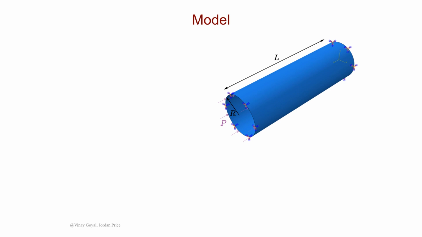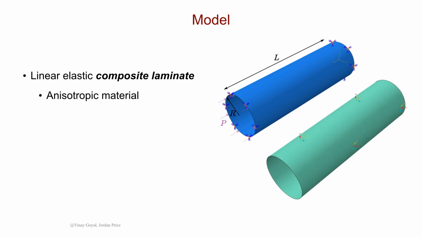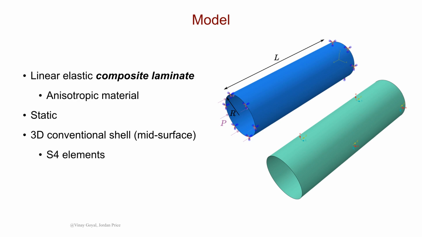To perform this analysis in Abaqus, we'll need to create a composite laminate with anisotropic material properties. When creating this layup, we'll need to define a reference orientation so each ply can be oriented correctly. We'll run a static analysis using 3D conventional shell elements, specifically the four-noded quadrilateral S4 element with full integration. Conventional shells in Abaqus mean that the analysis is only performed on the mid-surface of the shell. And in this case, the mid-surface lies between plies 3 and 4. Let's open up Abaqus and get started.